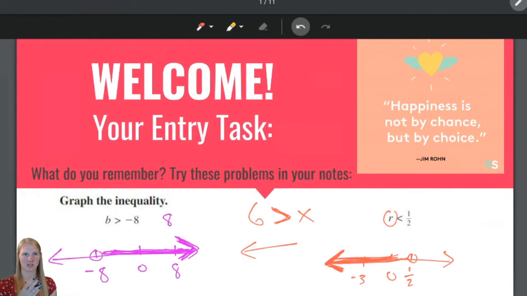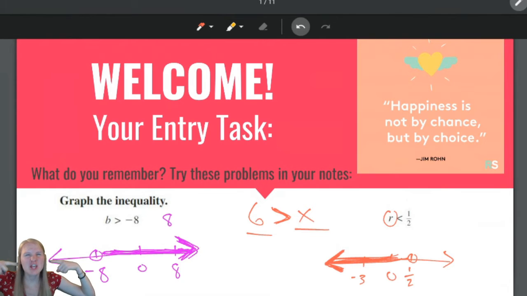But if you switch these, and you have x on this side and 6 on that side, your arrow points in the opposite direction. The reason I didn't tell you this yesterday was because I didn't just want you to memorize that the arrow points this way if the variable's on the left, and this way if it's on the right. No, I don't want you to memorize that stuff. I want you to be able to think for yourself. If x is smaller than 6, where should the arrow point?